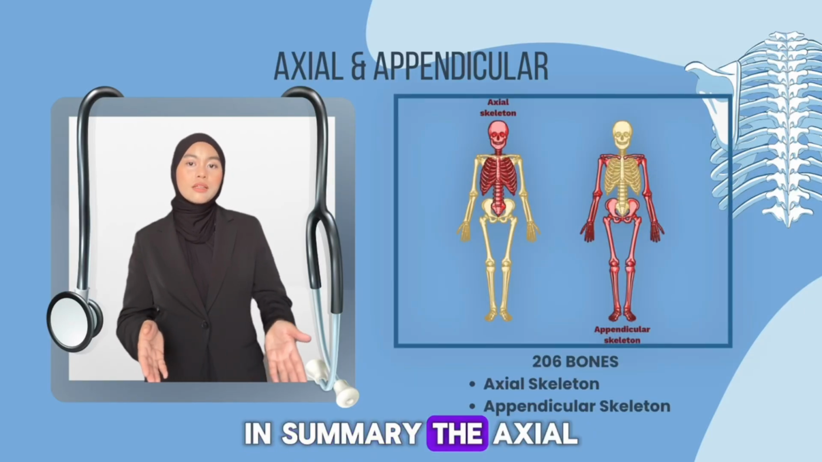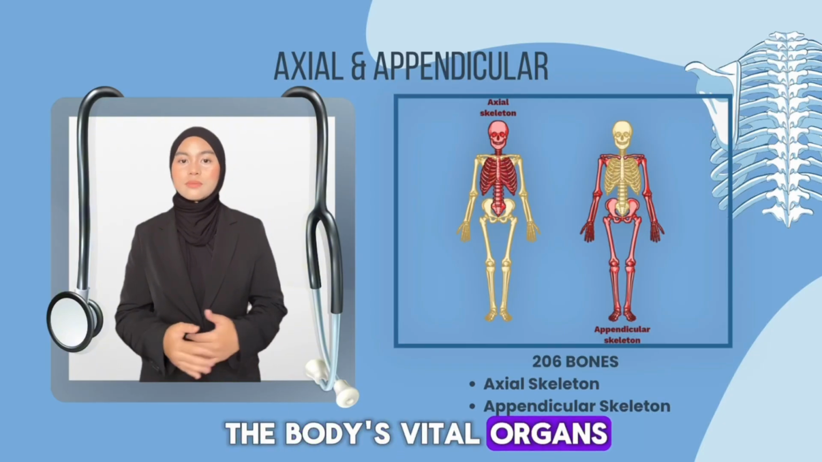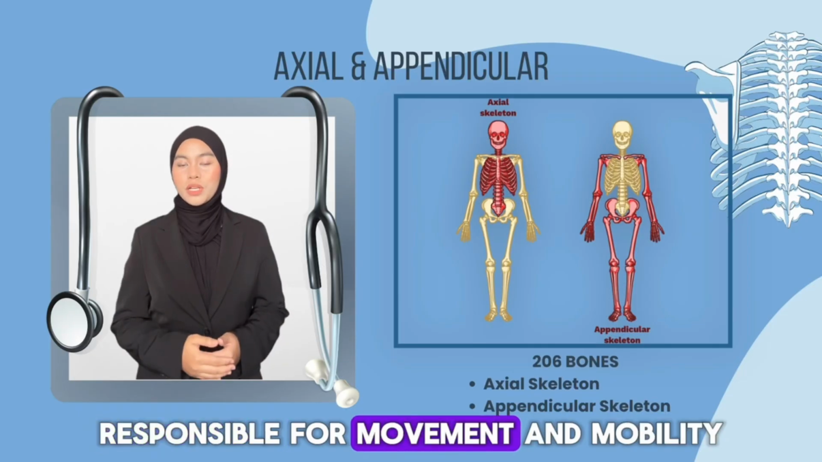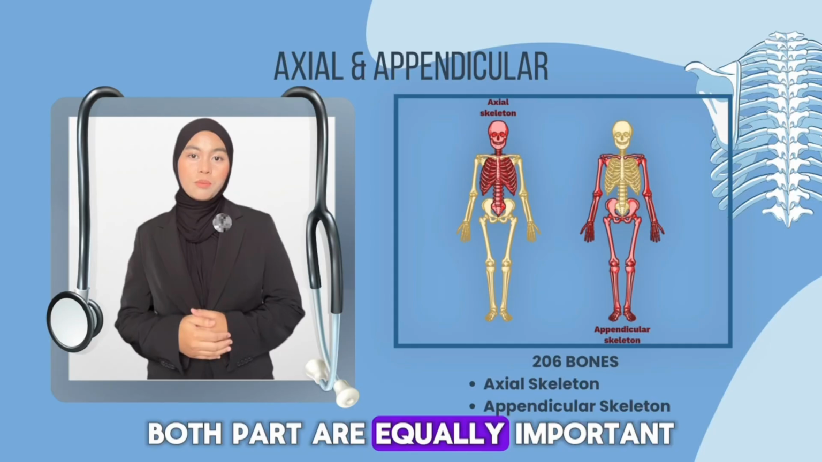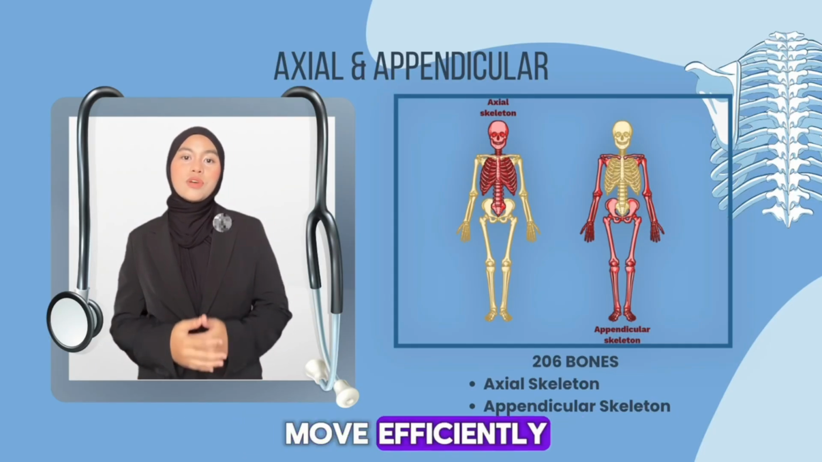In summary, the axial skeleton mainly provides support and protection for the body's vital organs. Meanwhile, the appendicular skeleton is mainly responsible for movement and mobility by working together with muscles. Both parts are equally important because they help our body stay protected, balanced, and able to move efficiently.